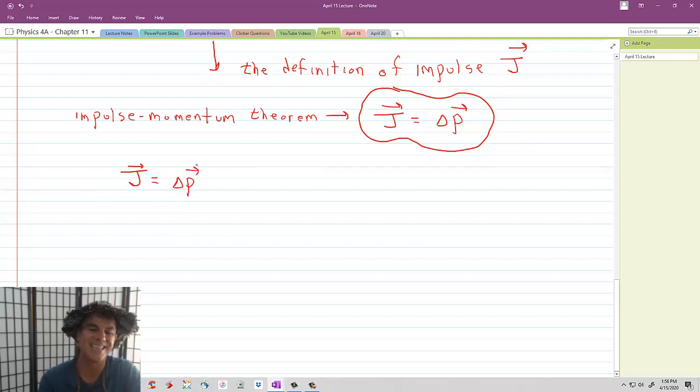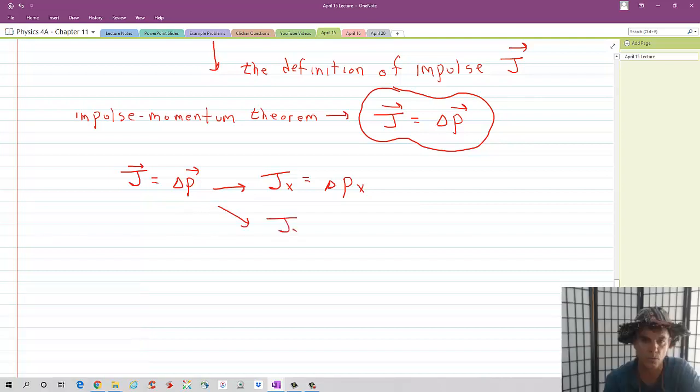But this is also a vector equation, which means I could look at this in the x, y, and z directions. So let's just focus on x and y. This is really saying that the impulse in the x direction equals the change in momentum in the x direction, or the impulse in the y direction equals the change in momentum in the y direction.